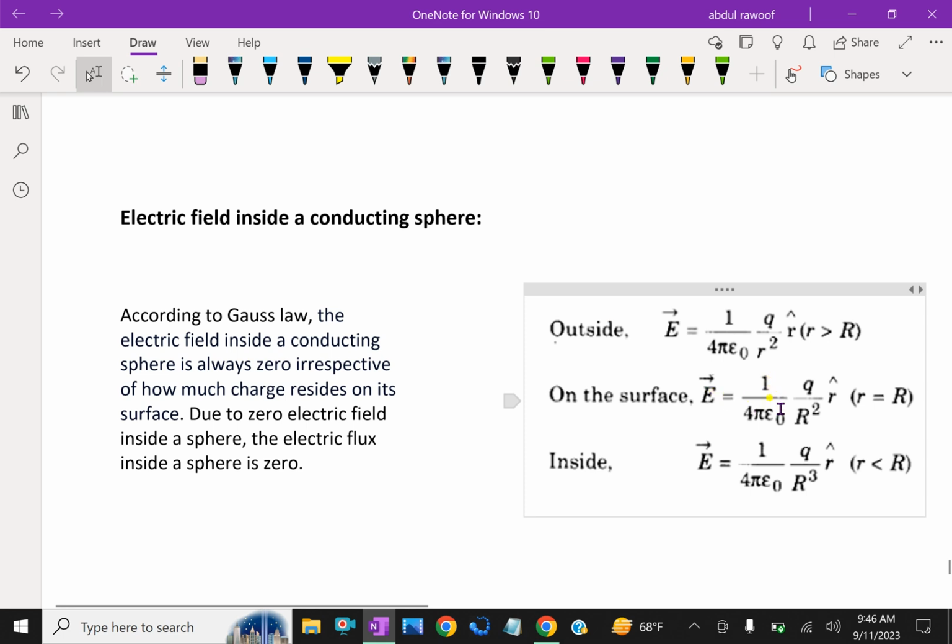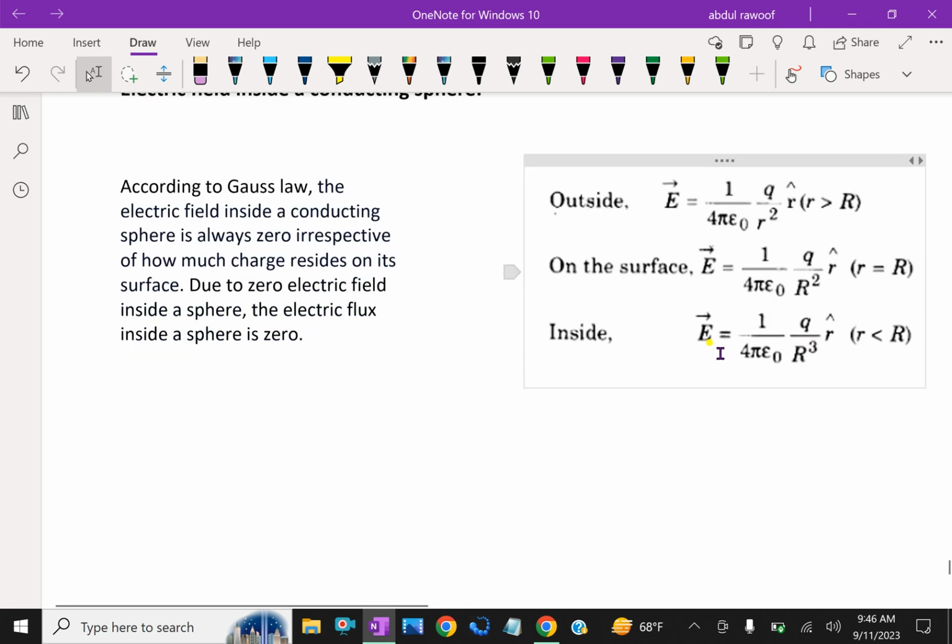On the sphere, E vector equals 1 over 4 pi epsilon 0 Q over capital R square, because we are substituting radius r, then r equal to R. This is on the sphere. Inside the sphere, E vector is 1 over 4 pi epsilon 0 Q over R cube times r, where r is less than R. If r is 0, that is at the center, it becomes 0.